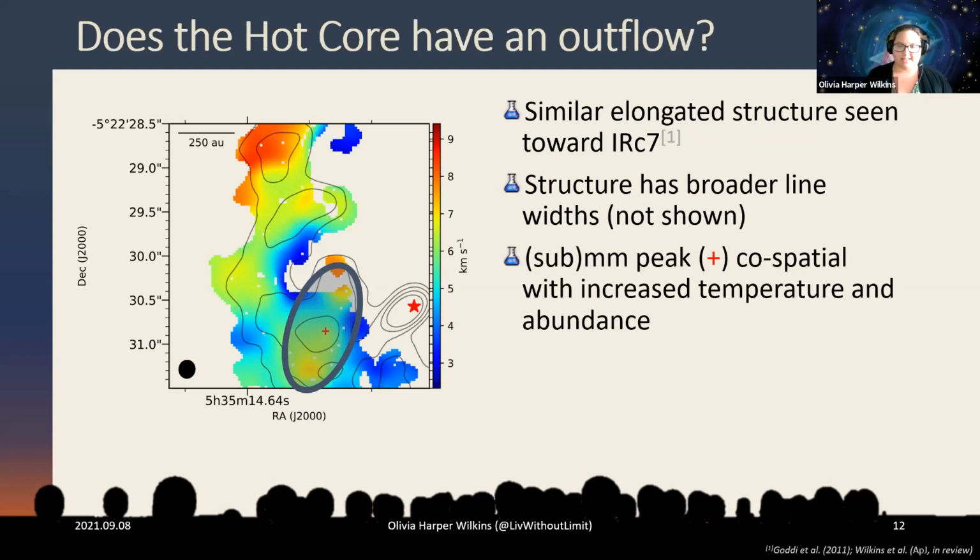And then finally, something that's interesting is if you look at the temperature and abundance maps of methyl cyanide, in the center of this outflow region, or what looks like an outflow, you see enhancements in temperature and abundance that might be because of some kind of protostellar source. So that's pretty cool. More work would have to be done to confirm this, but that's what the data show so far.